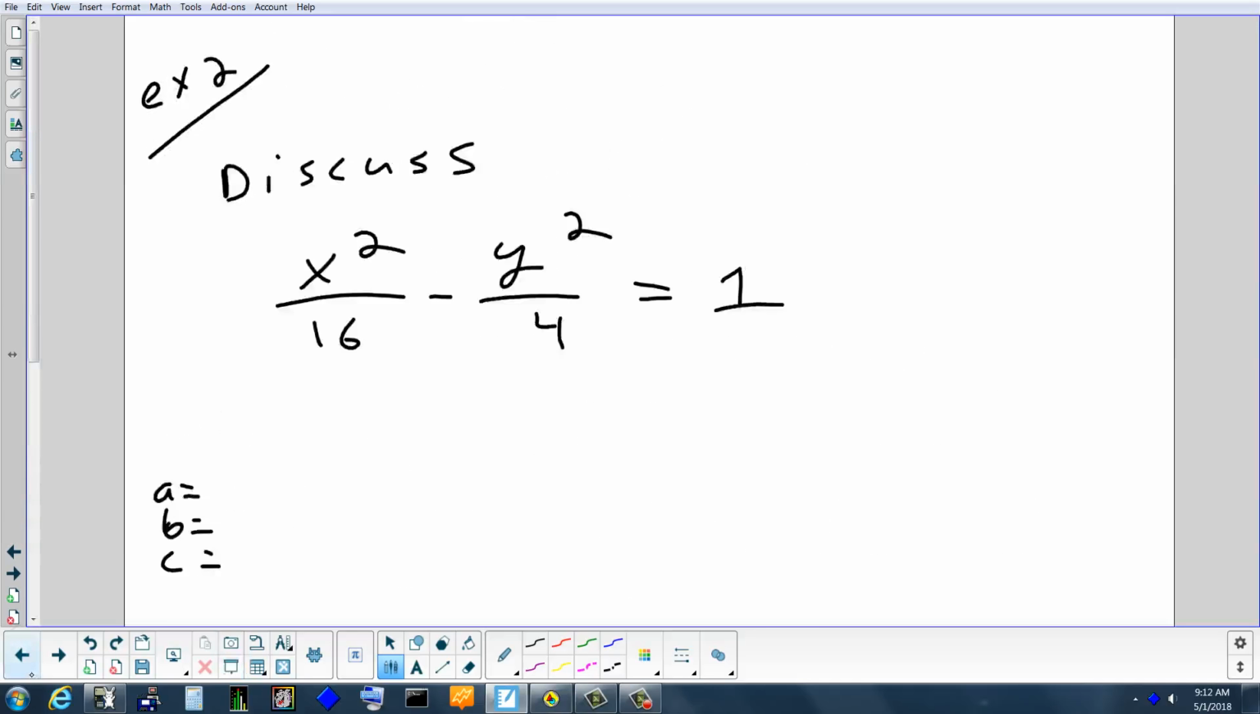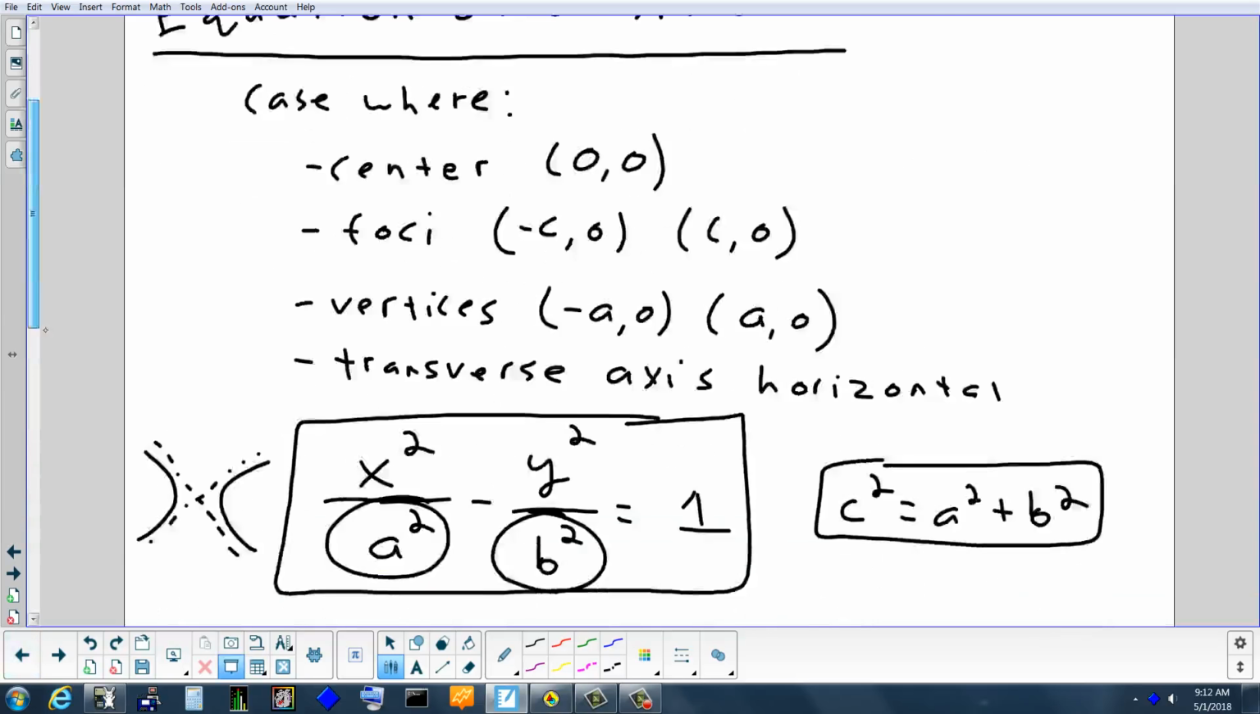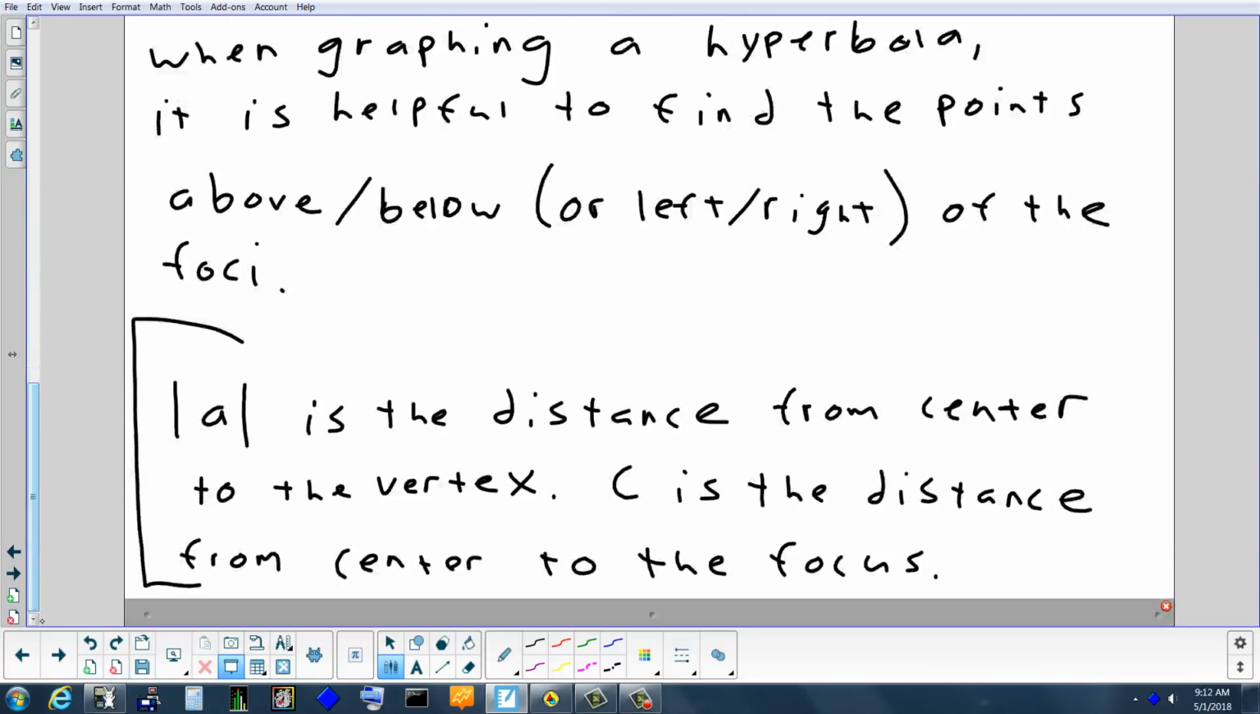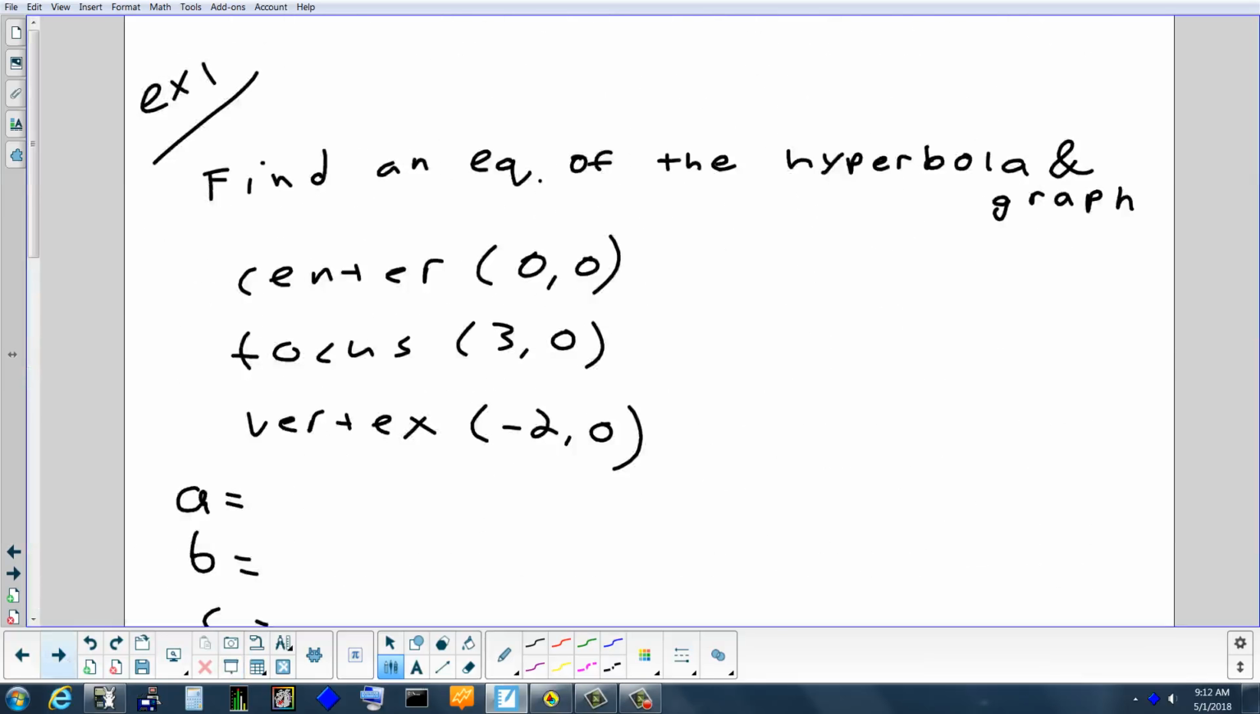Okay, so let's go back to ours and just look at it again. The first one is x. That's a positive. The second one is y. It has a negative. Positive is the direction of the axis. Okay? That's how you tell for a hyperbola. Okay, that's pretty much it.